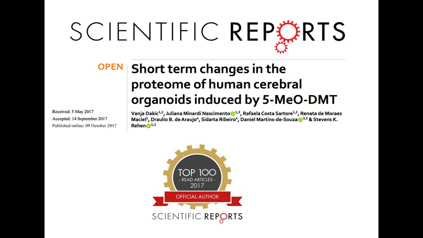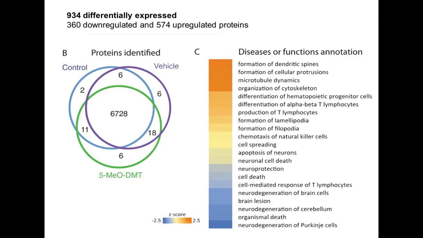So for us, it was a very, very interesting contribution to psychedelic science. And what we saw with this data: first, we were able to identify several proteins, almost 1,000 proteins, changed by the exposure, when cells in the human brain organoids were exposed to DMT, right? More than 300 of them were downregulated, and almost 600 were upregulated.